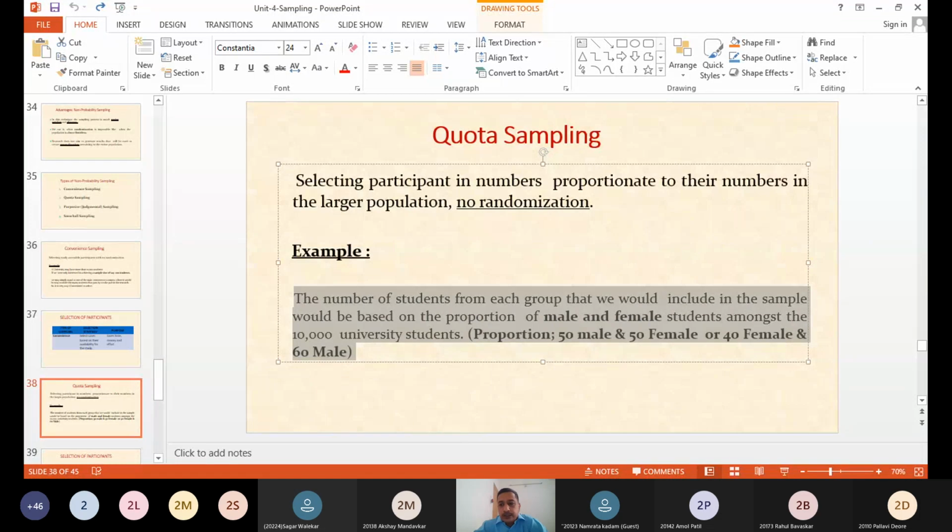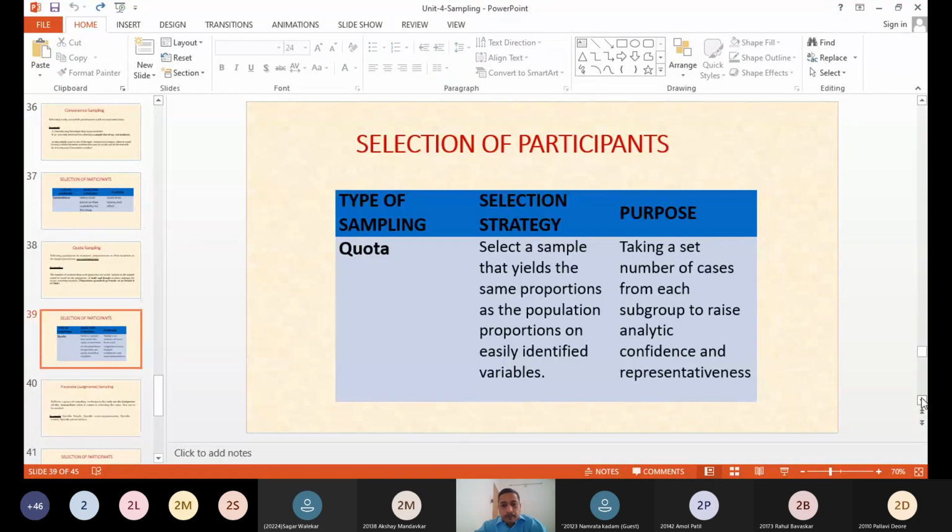Are you getting this quota sampling? Are you understanding, or do you want me to repeat it once more? Yes, sir. Shall I repeat? Yes, sir.